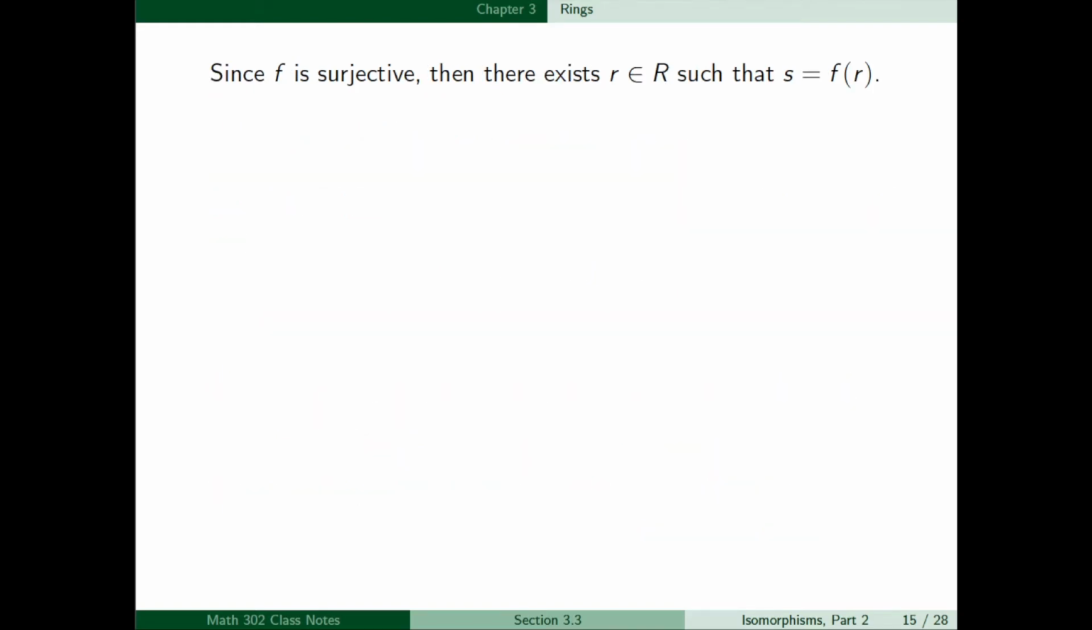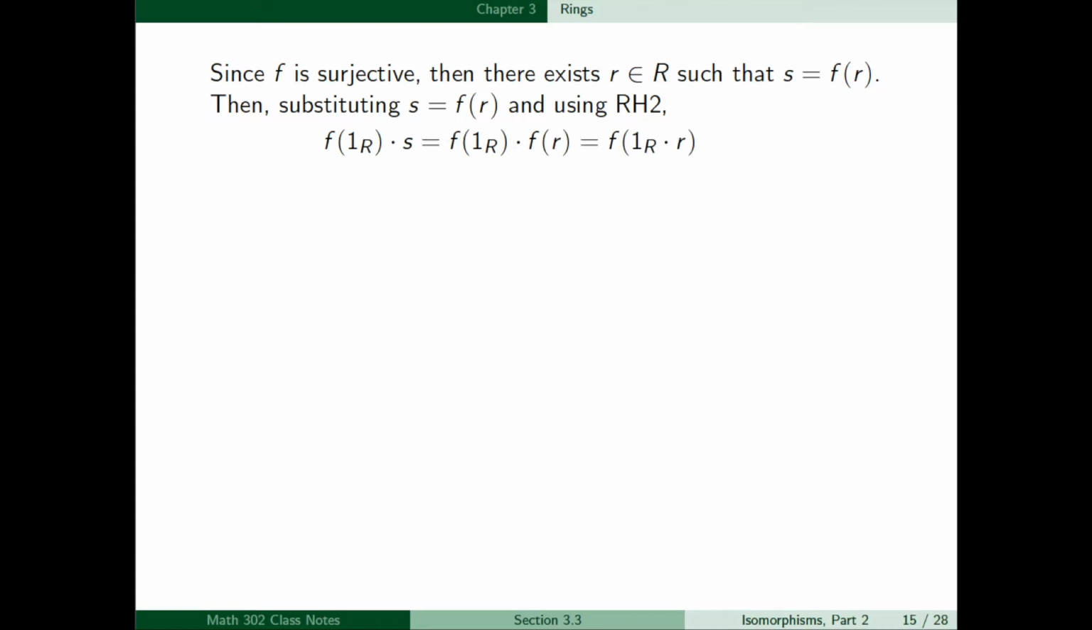Since f is surjective, there exists an element r in R such that s is equal to f of r. Then, substituting s equal to f of r and using property RH2, the preservation of multiplication, we have f of 1 sub R times s is equal to f of 1 sub R times f of r, which is equal to f of 1 sub R times r, using property RH2, and this is equal to f of r, which is equal to s. So this shows that f of 1 sub R times s is equal to s.